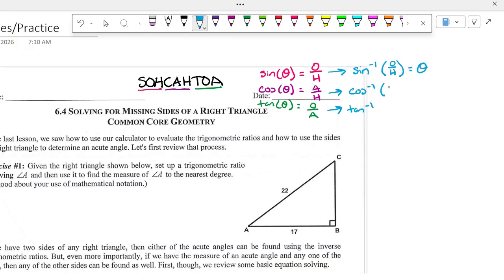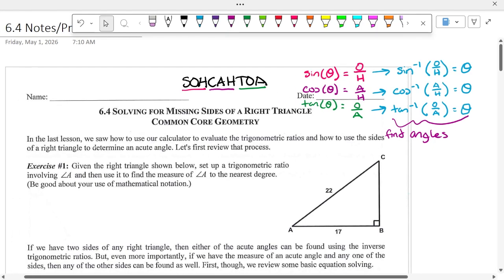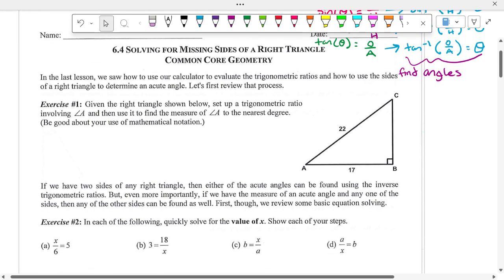If we take the inverse cosine of adjacent over hypotenuse, we get theta. If we take the inverse tangent of opposite over adjacent, we get theta. So in other words, these are used to solve for angles. Today, we're going to focus more on finding sides. So before we do that, we're going to review what we did on Wednesday.